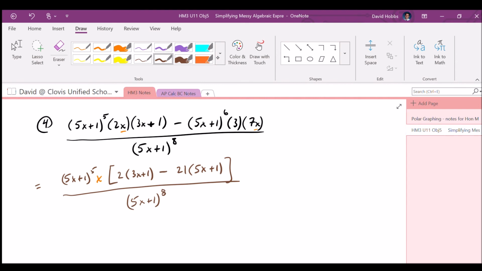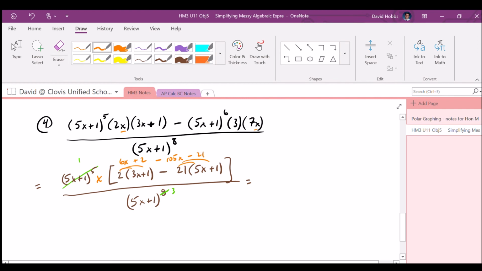Okay, now, we're in factored form. It's not all the way cleaned up, but we're in factored form, and I notice (5x plus 1) to the 5th in the numerator, (5x plus 1) to the 8th in the denominator. So 5 of those would reduce with 5 of those in the denominator. So I'm left with (5x plus 1) quantity to the 3rd in the denominator. Let's see, also, if we distribute the 2, and if I distribute the negative 21, I get 6x plus 2 minus 105x minus 21.